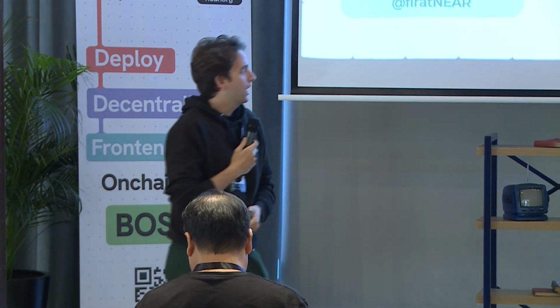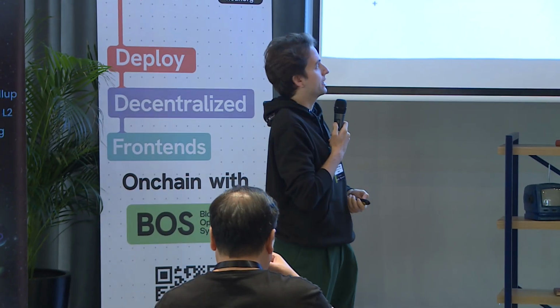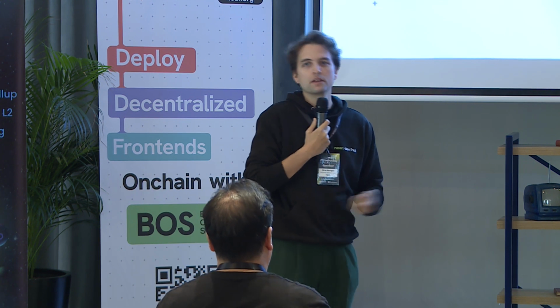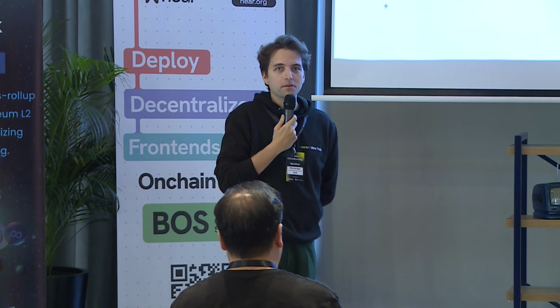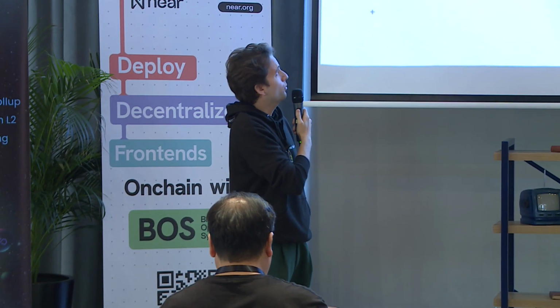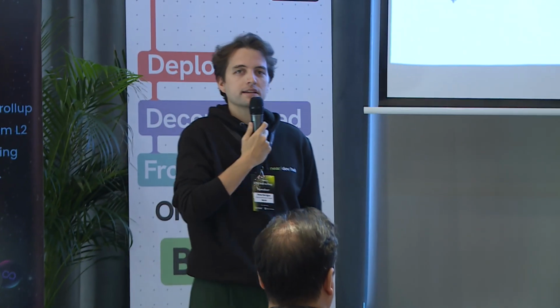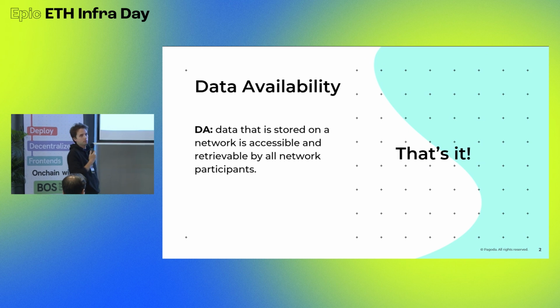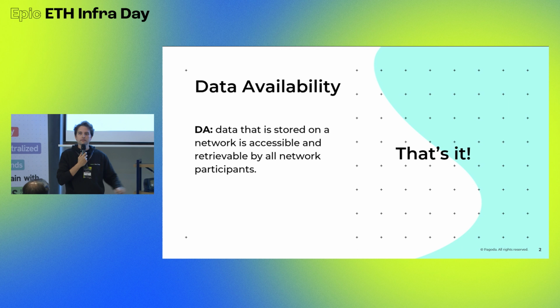Well, to understand what we're trying to do, we need to understand what data availability is in the context that we're in. It is actually very basic when you think about it, but it's a principle that data that is stored on a network is accessible by and retrievable by all network participants. And that's literally it. That's all.